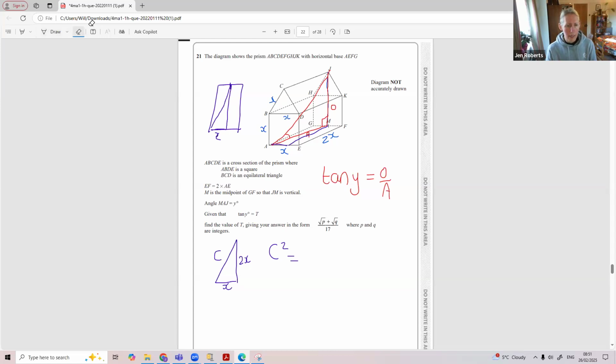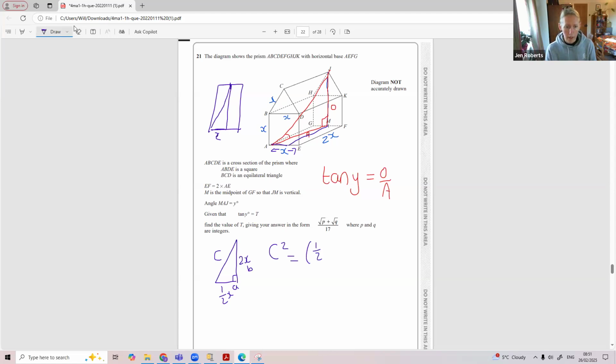Sorry, that length A to E is X. That isn't X there, it's half X, isn't it? Because the whole thing is X. This bit here is a half X because it's from A to your midpoint. Right, so C squared equals A squared plus B squared. So I'm going to call that A and that B.